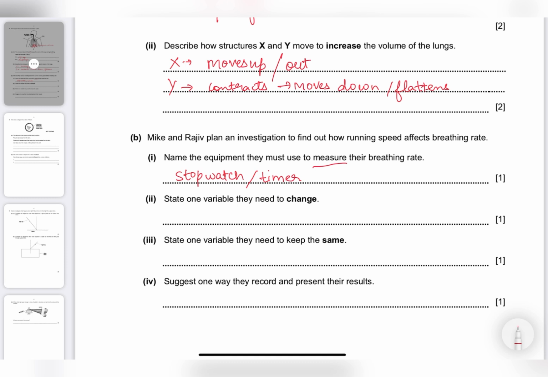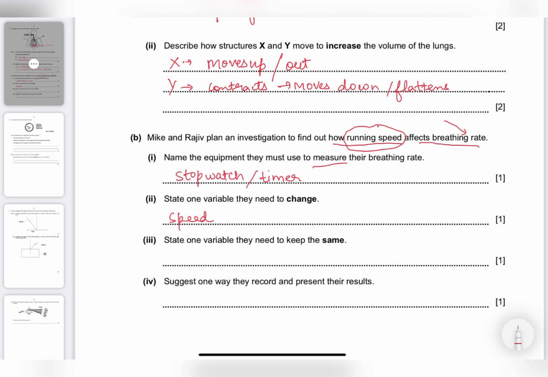Now, state one variable they need to change. Let us come back to the question. Underline this with me: how running speed affects breathing rate. So what are they changing? They are changing their running speed, right? Yes or no? What we change during an investigation is known as independent variable. So we are changing speed. Write down speed.